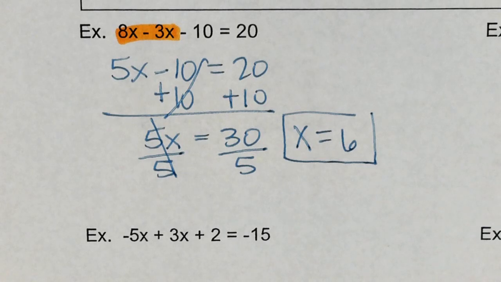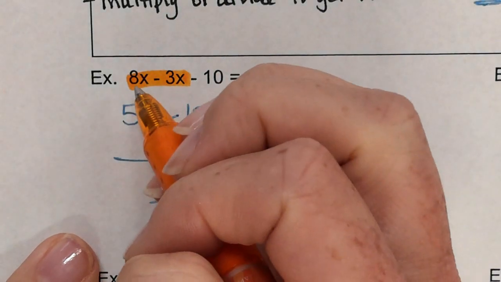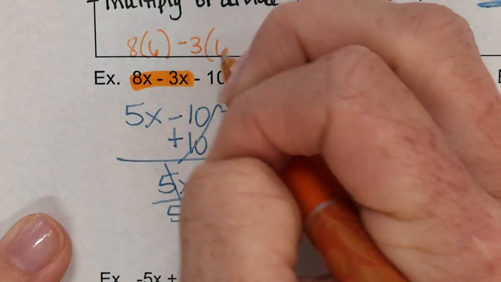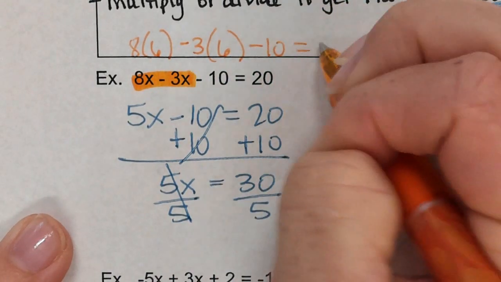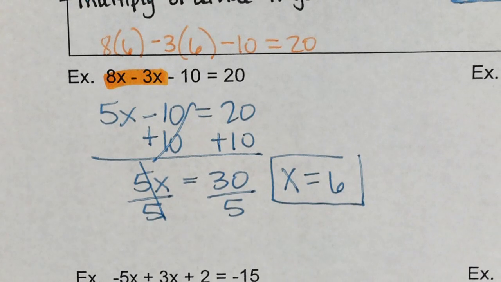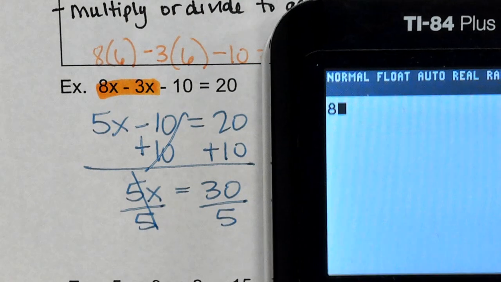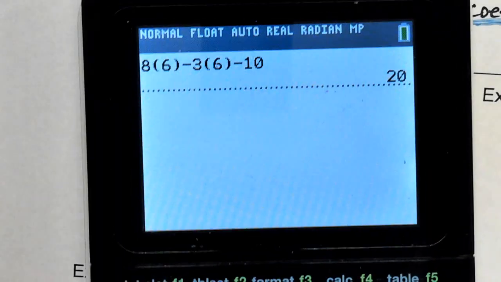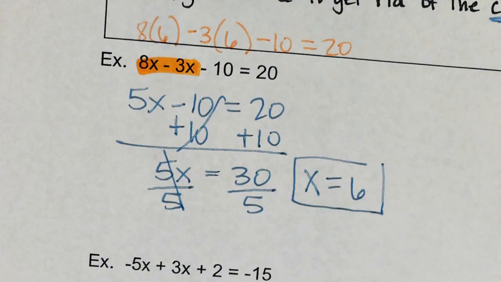Can I check my answers? How do I check my answer? Plug my answer back into the original equation for x. So everybody look. I would say 8 times x, which is 6, minus 3 times x, which is 6, minus 10 equal to 20. And I would check it in my calculator. 8 times 6 minus 3 times 6 minus 10. Is that equal to 20? So I got my answer right. Okay, moving on to the next one.